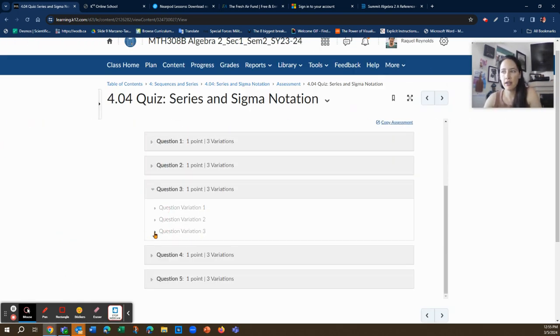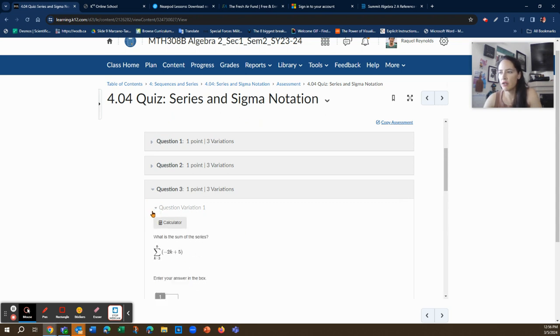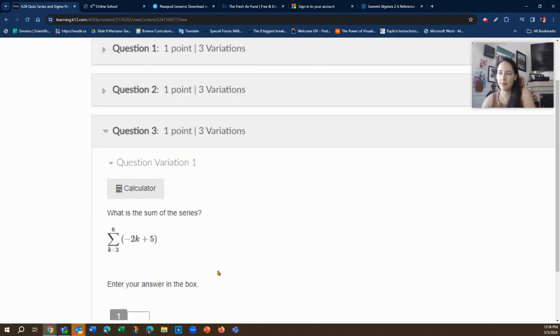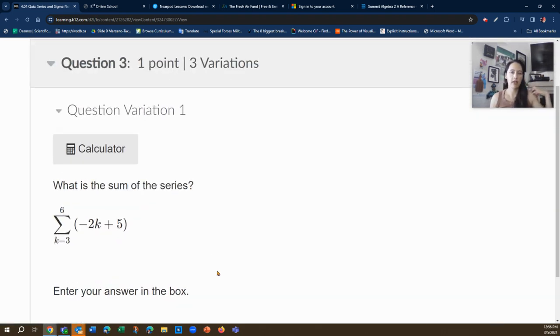Question 3. Here we go. It doesn't really matter which variation. They're all very similar. You're going to have an expression in front of your sigma. Look at the bottom. What number is that? That's a 3. That's where you're going to start. k equals 3, exactly what it sounds like, so just substitute in 3. Then with sigma notation, the way we know how to use it, we'll start at 3 and then just use counting numbers. So we'll go from 3 to 4 to 5 to 6.